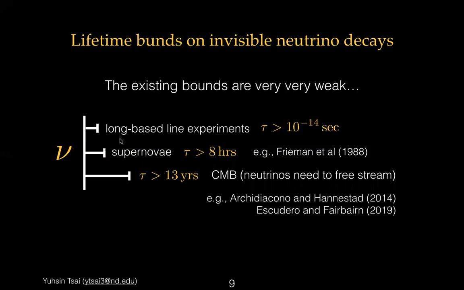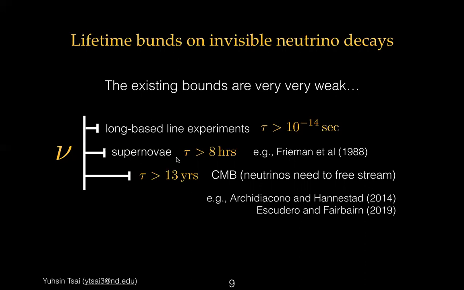From all the long baseline neutrino experiments, the lifetime constraint that we can get is only of order 10 to the minus 14 seconds. There's really no bound from this long baseline experiment. Even for neutrinos that are produced far away, for example from a supernova explosion, because the neutrinos are highly boosted from these astrophysical sources, the lifetime constraint is still very bad. That's why we only get the lifetime constraint to be about 8 hours for neutrinos that were produced from supernova.